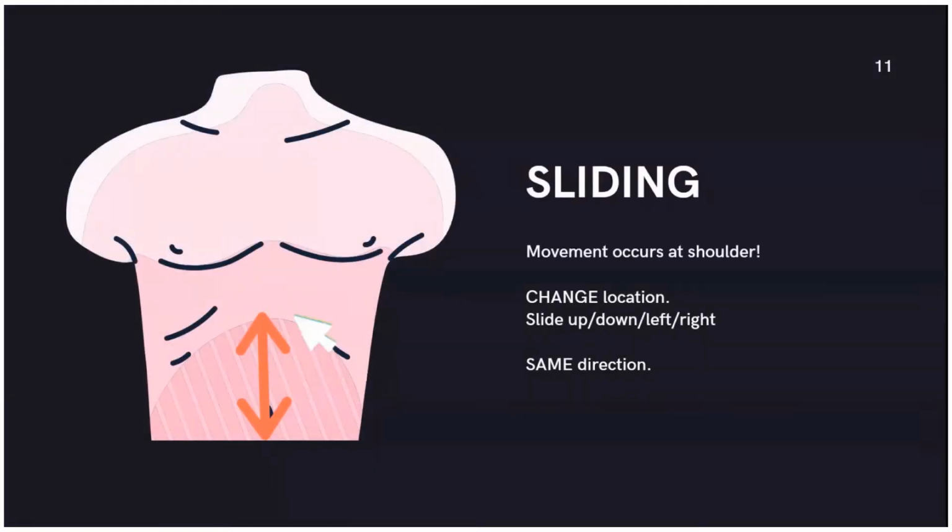Then you're going to do a movement called sliding. So here your body movement occurs at the shoulder. So move the entire probe up or down, left or right. So if I come to you and I'm teaching you on the shop floor and I say slide the probe, this is what you will do. You will move the probe up or down. The location changes, but the direction doesn't.